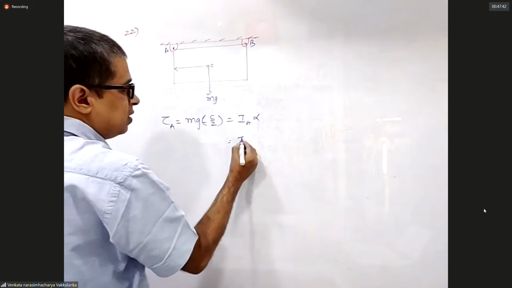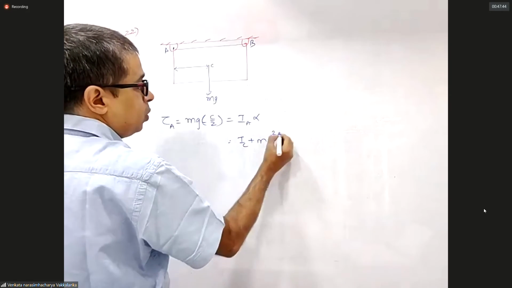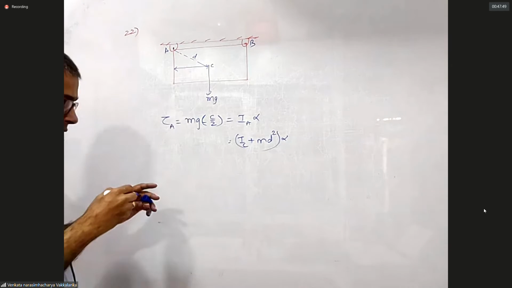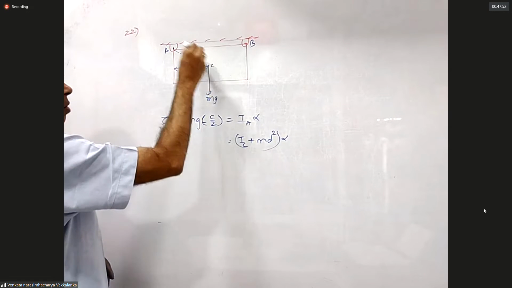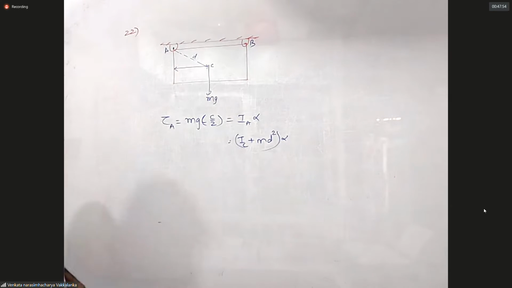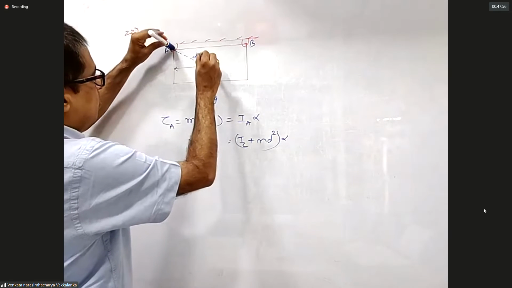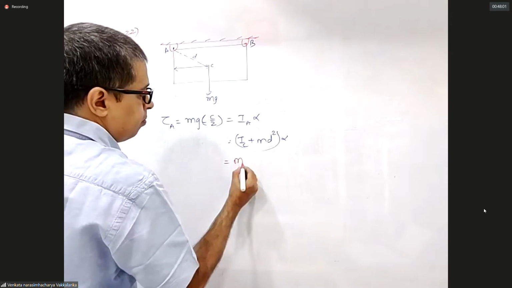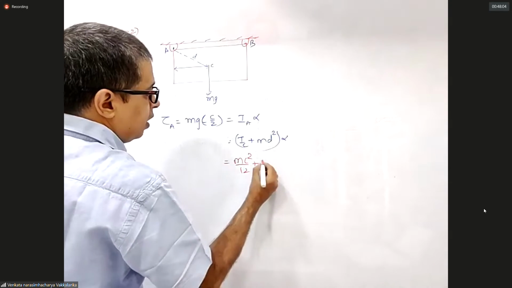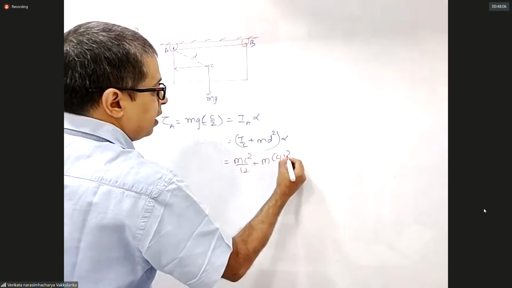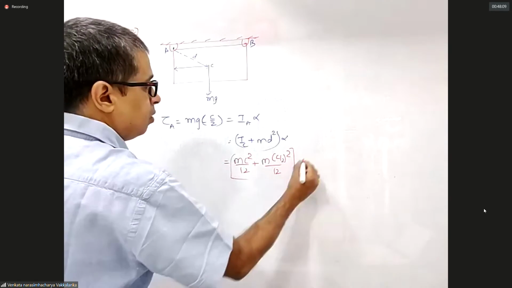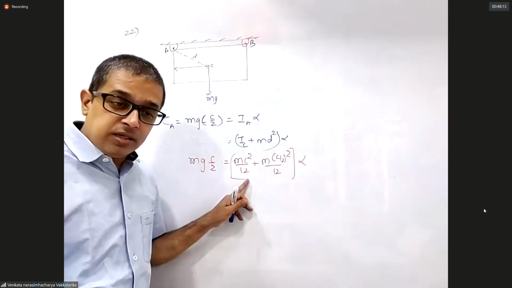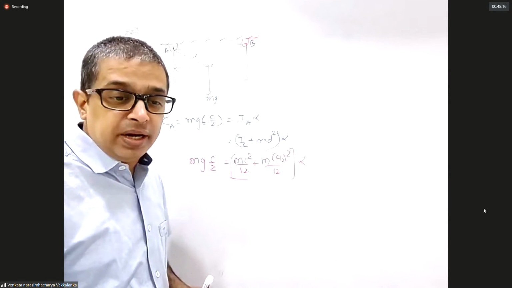I about A is I about C plus m into d square, into alpha. What is d? This will be d. I about C is this. Parallel axis theorem: I about C plus m into d square. What is I about C? M c square by 12 plus m (c by 2) whole square by 12, into alpha. This is mg into c by 2. ml square by 12 plus mb square by 12.